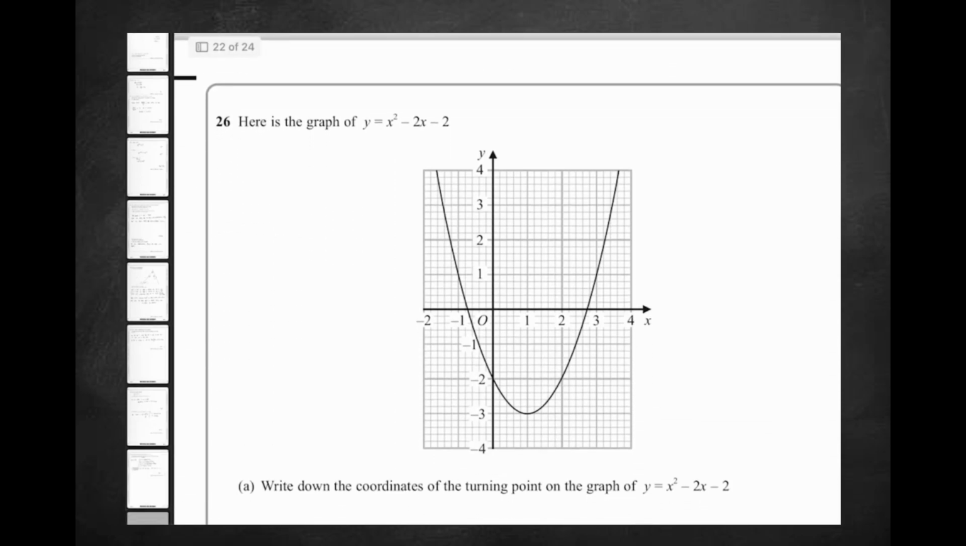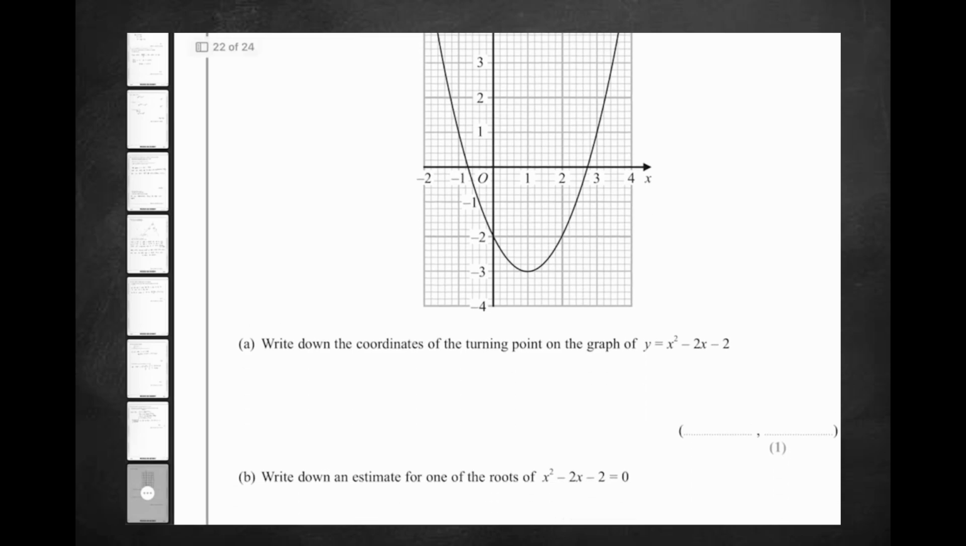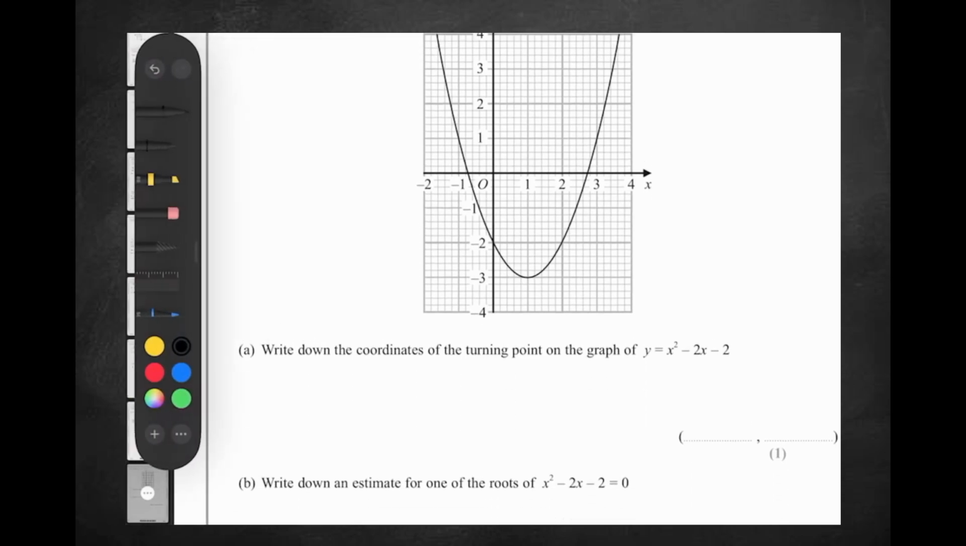Question 26. Here is a graph of y equals x squared minus 2x minus 2. Write down the coordinates of the turning point on the graph. That's just going to be here, where the graph turns, which is (1, -3).